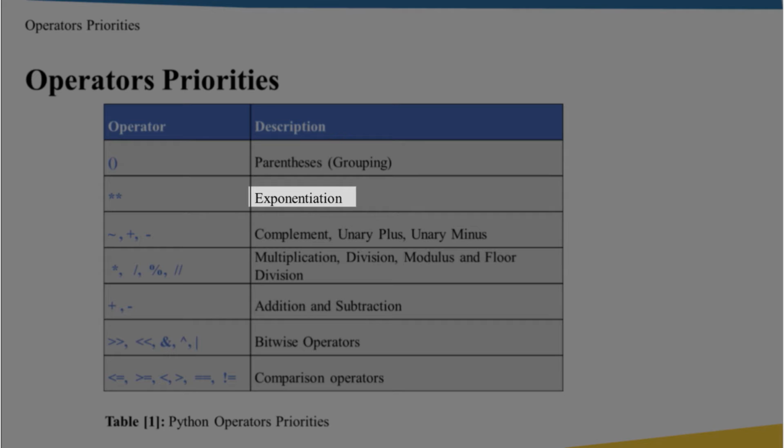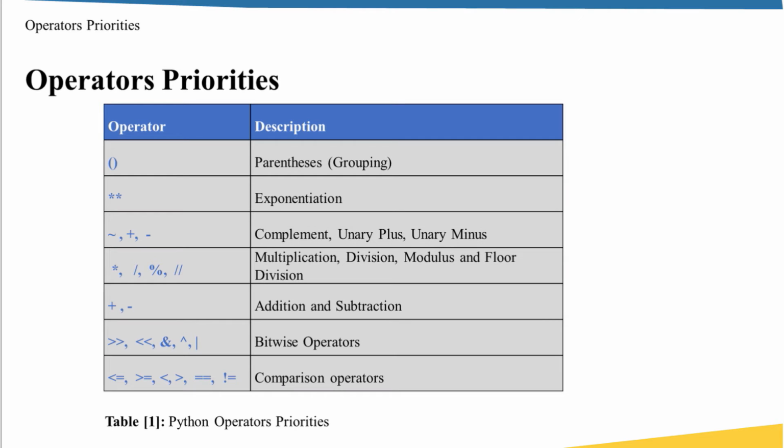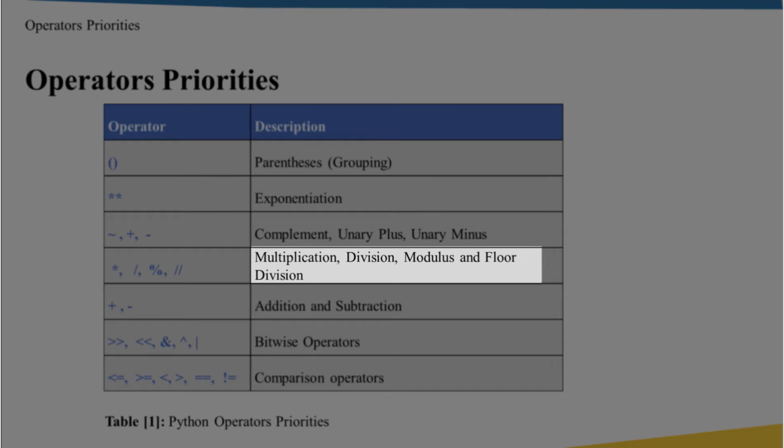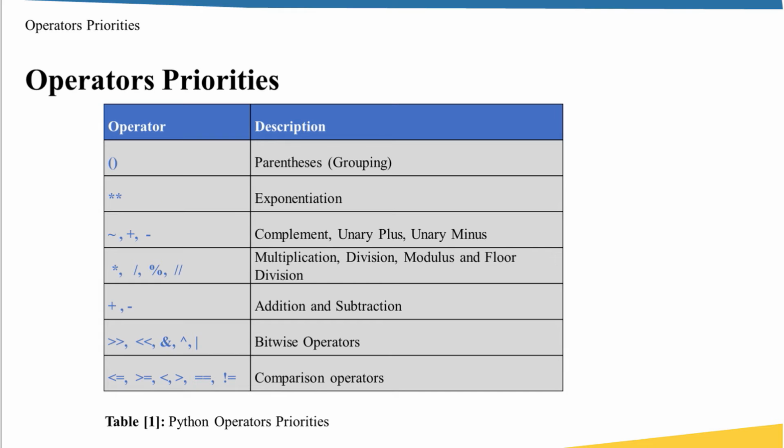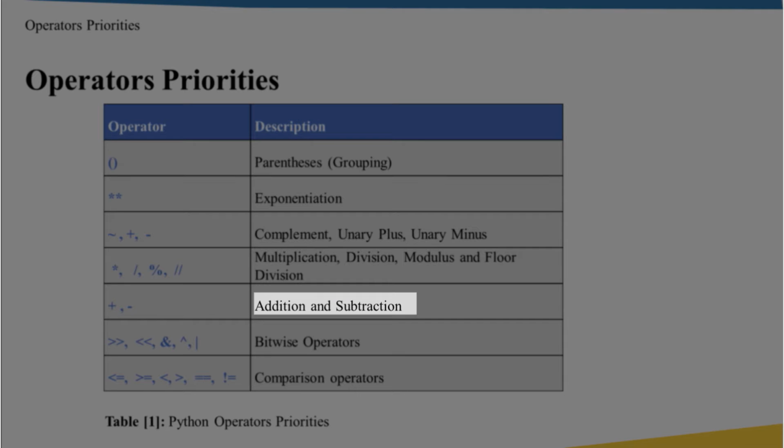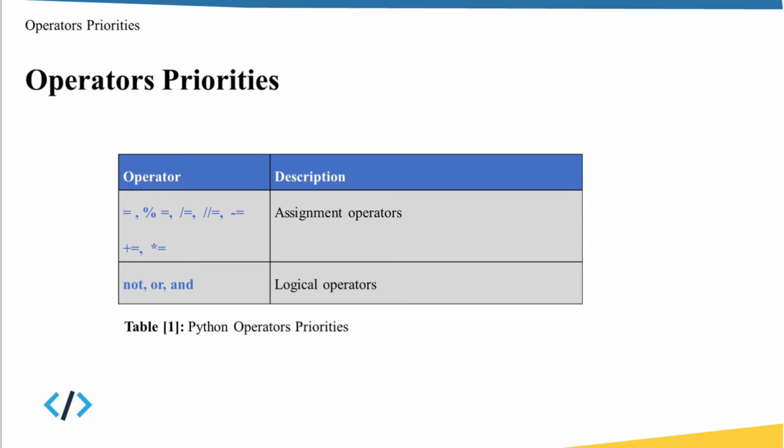After that, we have exponentiation, then we have complement, unary plus, unary minus, then we have arithmetic operators, but not all of them, because for example, division and multiplication have higher priorities compared to arithmetic operations like plus and minus. And then we have bitwise operators, then comparison operators, assignment operators, and finally logical operators. From this table we can see that the lowest priority is for logical operators.